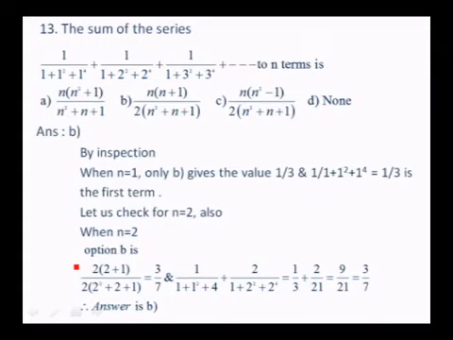Let us try for n equals 2 also, because none is there. It may be true for n is equal to 1 only. So let us try for n equals 2 also. When n equals 2, option B is 2 into 2 plus 1 over 2 into 2 square plus 2 plus 1, which is 3 by 7. And if you add the first and second terms in the given series, 1 over 1 plus 1 square plus 1 to the power of 4 plus 2 over 1 plus 2 square plus 2 to the power of 4 is equal to 1 by 3 plus 2 by 21. 9 by 21 is equal to 3 by 7. So the answer is B. So ಇಲ್ಲಿ ಸ್ವಲ್ಪ 1 over 1 plus 1 square plus 1 to the power of 4 ಈಗ 4 ಅಂತ ಬಿದ್ದಿದೆ, ಅದನ್ನು ಸ್ವಲ್ಪ ತಿದ್ಕೊಳ್ಳಿ. ಸೊ ಆನ್ಸರ್ ಈಸ್ ಬಿ.